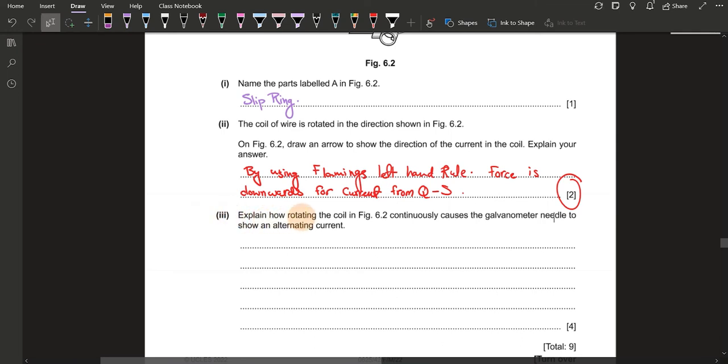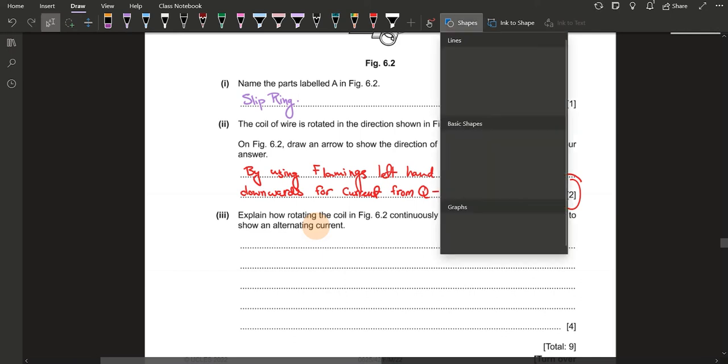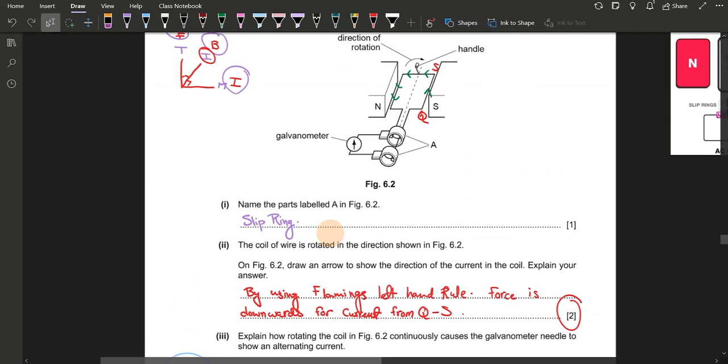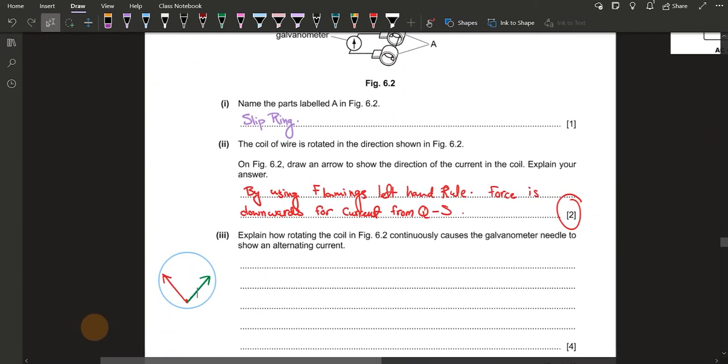So part 3 says explain how rotating coil in figure 6.2 continuously causes the galvanometer needle to show an alternating current. So for alternating current, in the galvanometer, it's going to show like this. After each and every turn, the meter is going to show a different reading after each and every 180 turn. So for example, on the first turn it shows like this. On the second turn it's going to show like this, okay, the opposite, because it's an AC alternating current, and because it's alternating current, the direction of the current keeps on changing. So that's why we get different readings every time for every 180 rotation.